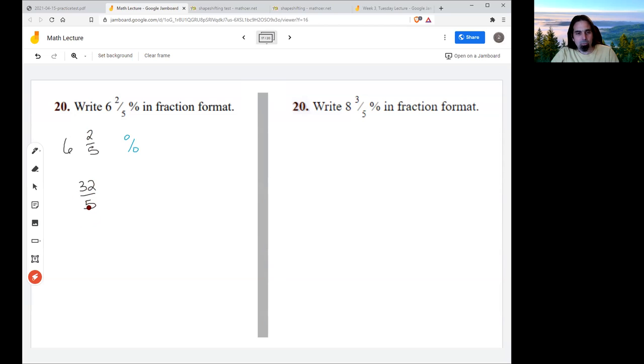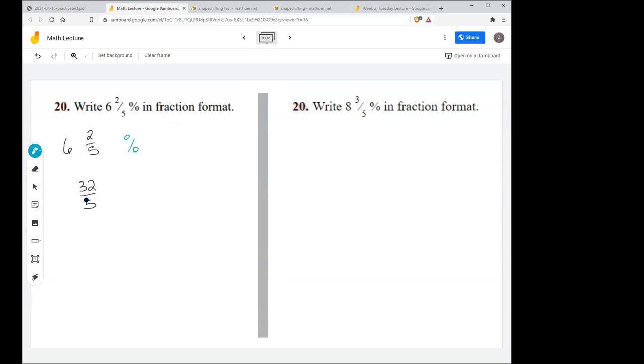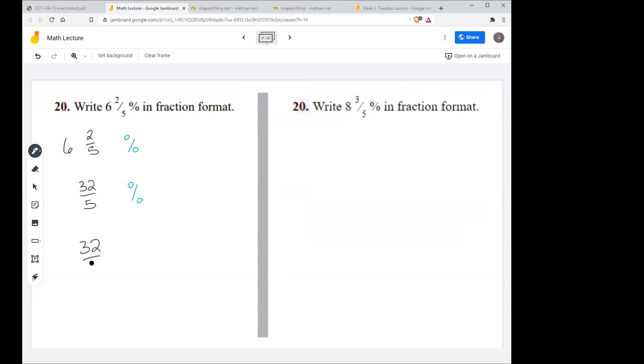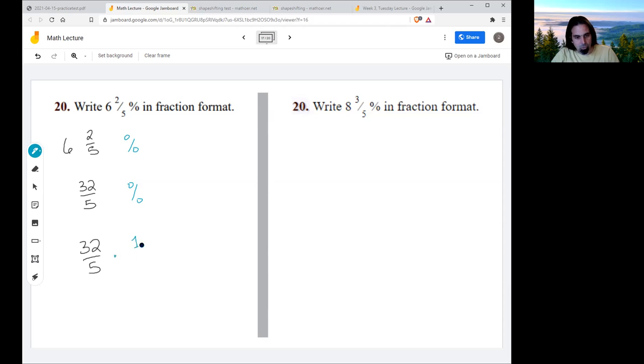But don't put a box around this. It asks you to write it in fraction format, but we're not done. And why aren't we done? Because you still have a percent. It hasn't gone anywhere yet. Okay, and now that I'm remembering, 32 over 500. This is times 1 over 100.